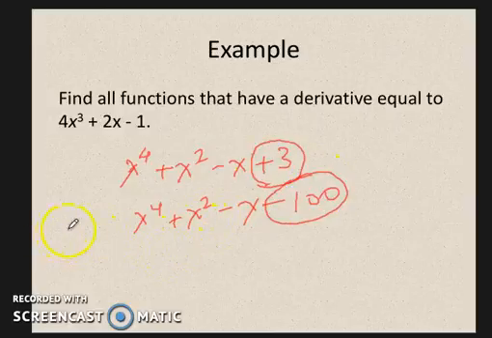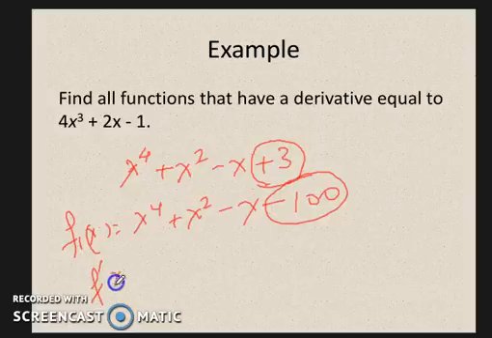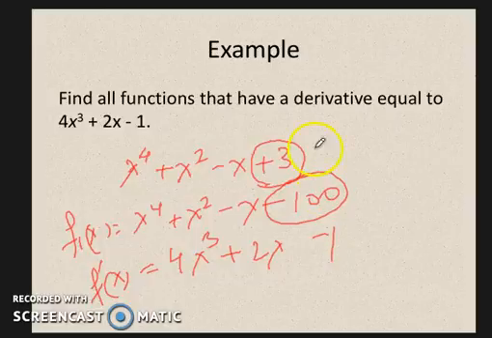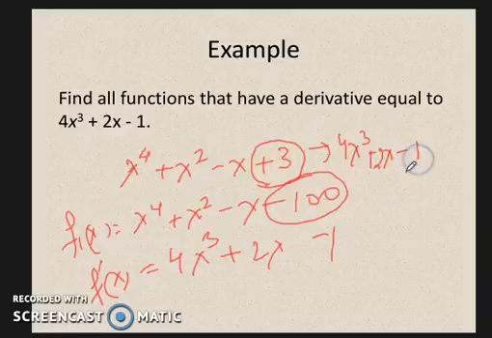Let's say this is f1(x). If you take the derivative of that, it is 4x cubed plus 2x minus 1. The derivative of this would also be the same thing, 4x cubed plus 2x minus 1. So if the derivatives are equal, the functions differ only by a constant.